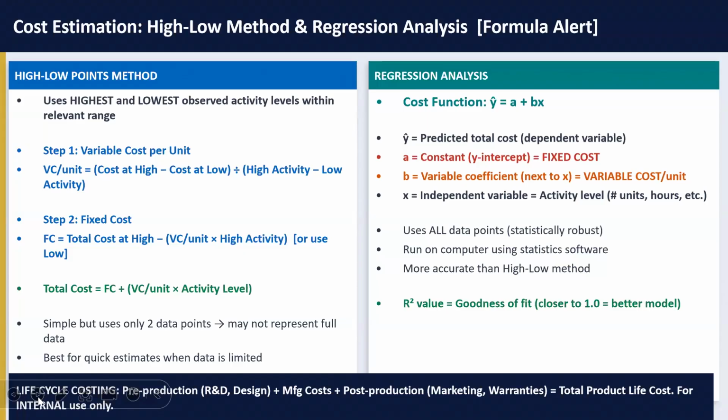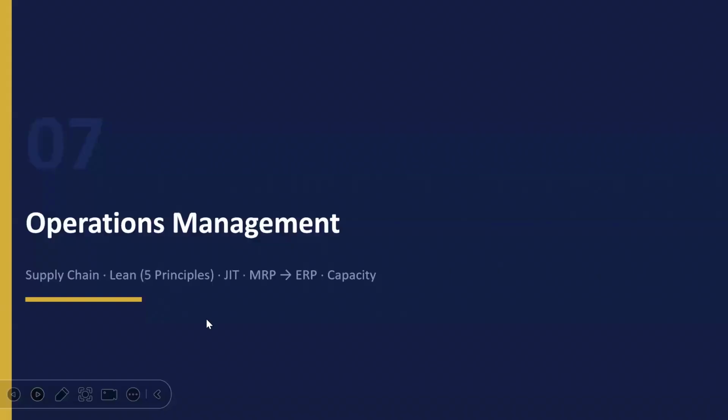Okay, guys. Next up, we have operations management. In operations management, we will be looking into supply chain, the lean concepts, JIT, MRP, and ERP. Okay. Let's have a quick glance at all of them.